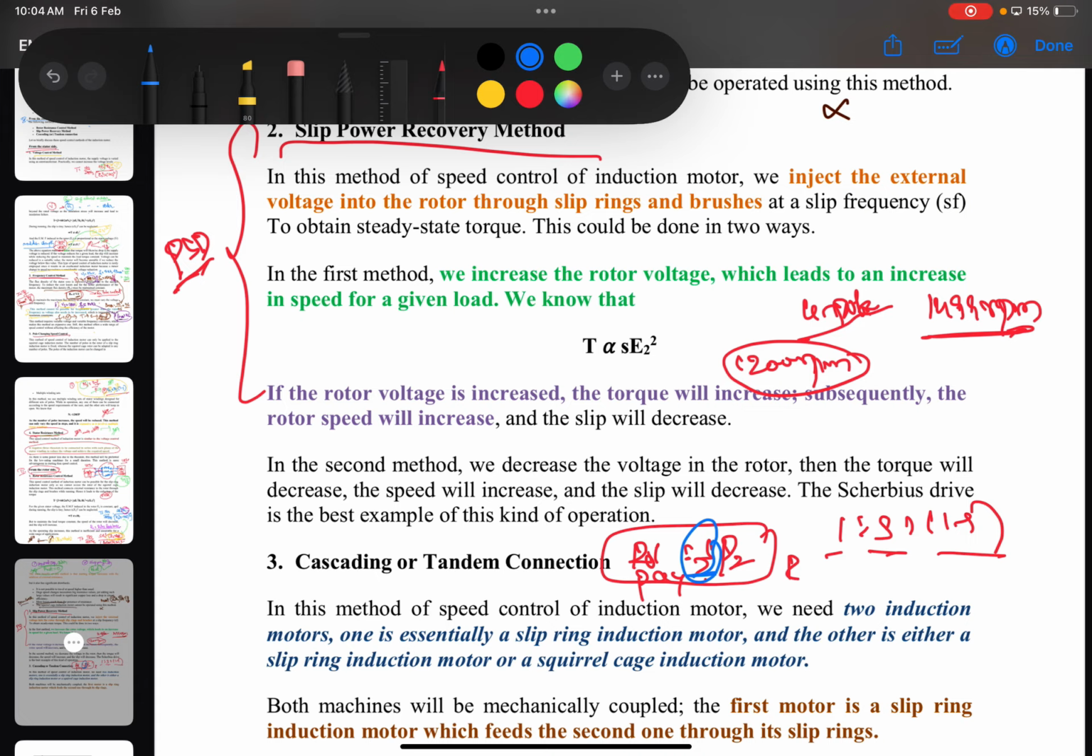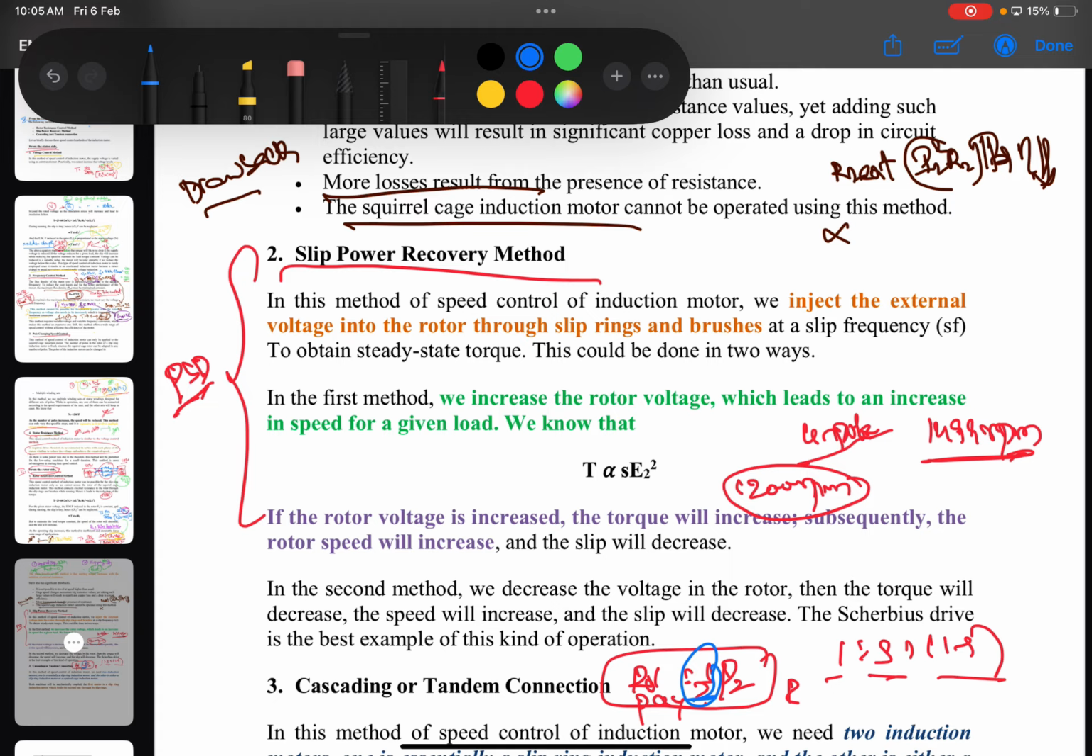Now what we are doing here, instead of simply wasting in terms of copper losses, I will try to connect the rotor externally through some cables, through slip rings here, and I will try to extract that power. And that concept is called, what is the heading now? Slip power recovery. If you want, you can write down in short. First let me tell you, then you can note down here.